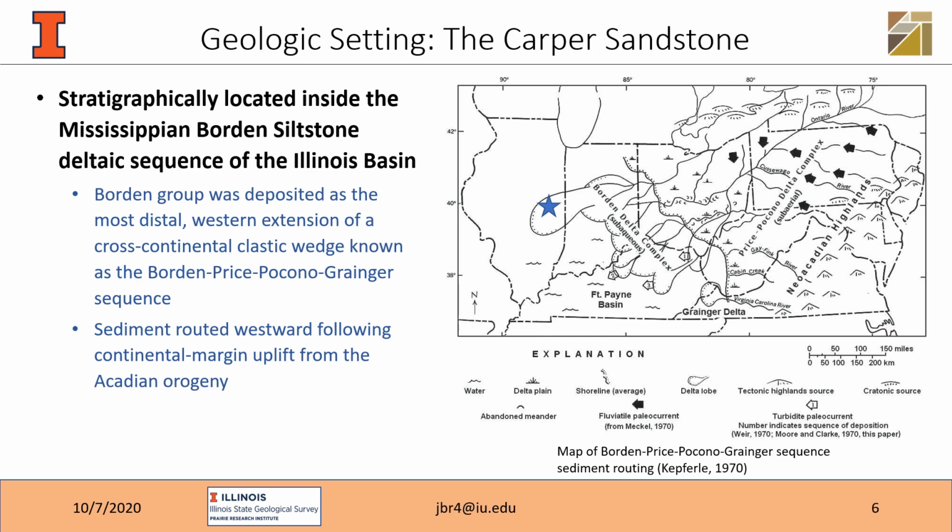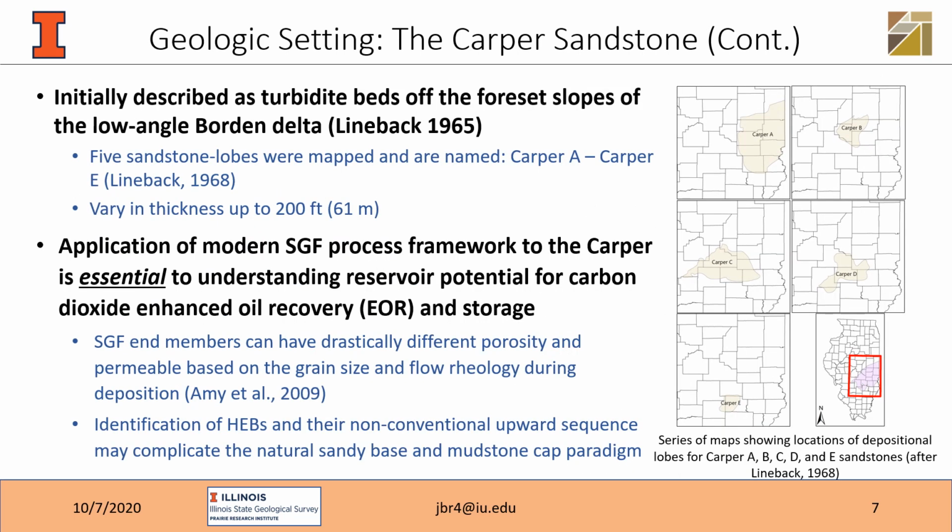The foreset slopes distributed coarser sediments, the Carper Sandstone, into geographically dispersed lobes named Carper A through Carper E. These deposits were initially described as turbidite beds. Recently, the sandstone has been designated a potential target for CO2 enhanced oil recovery and storage. The Carper's initial interpretation as foreset turbidites worked for a time, but as I've shown, there has been a large growth in our collective understanding of sediment gravity flows.